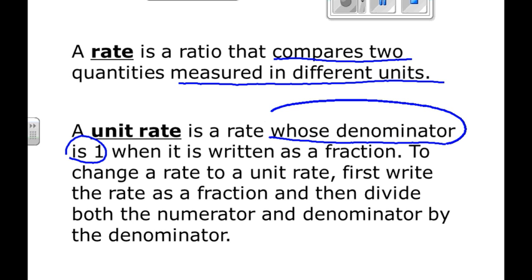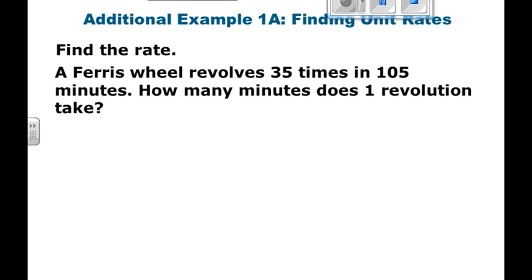To change a rate to a unit rate, first write the rate as a fraction, then divide the numerator and the denominator by the denominator. So basically what it's saying is we're going to simplify down to get that rate. Sometimes we might get a decimal as an answer, but that is okay. So we're going to find a rate for this one.